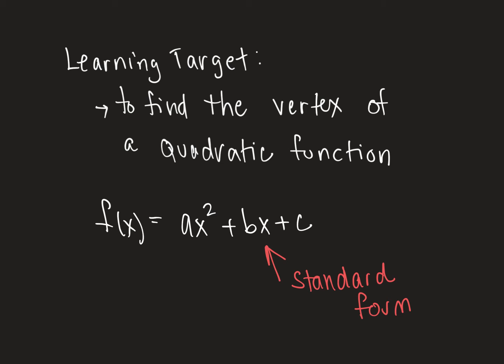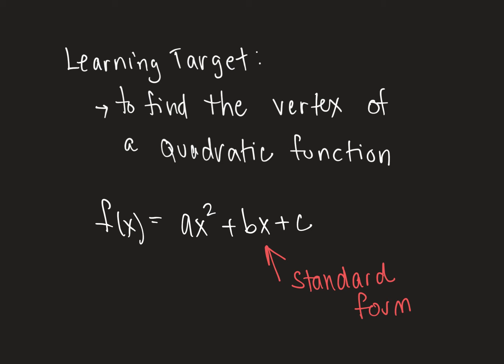That was a way that was more based on the graph, being able to visually find the x-intercepts and then find the midpoint in between to let us find the vertex. We are now going to look at what happens if we are just given our equation, and that equation is in standard form. How do we find the vertex?